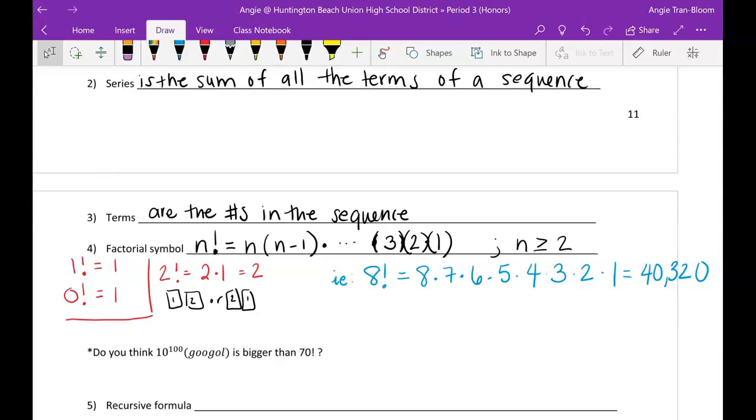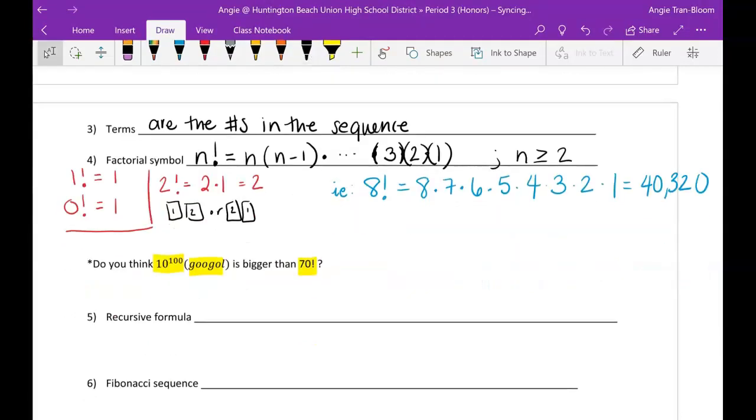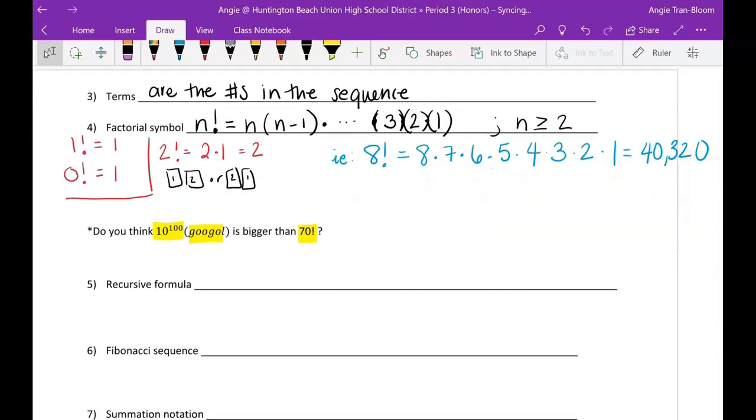Now, here is a question for you. Do you think 10 to the 100th power, which is called a googol, is bigger than 70 factorial? The next time I see you, you can give me an answer. And if you have a graphing calculator, is it possible for you to do 70 factorial in your calculator? Do you even know where the factorial symbol is? Try to figure that out with your calculator. If you don't know where the factorial button is, you can totally ask me in class.